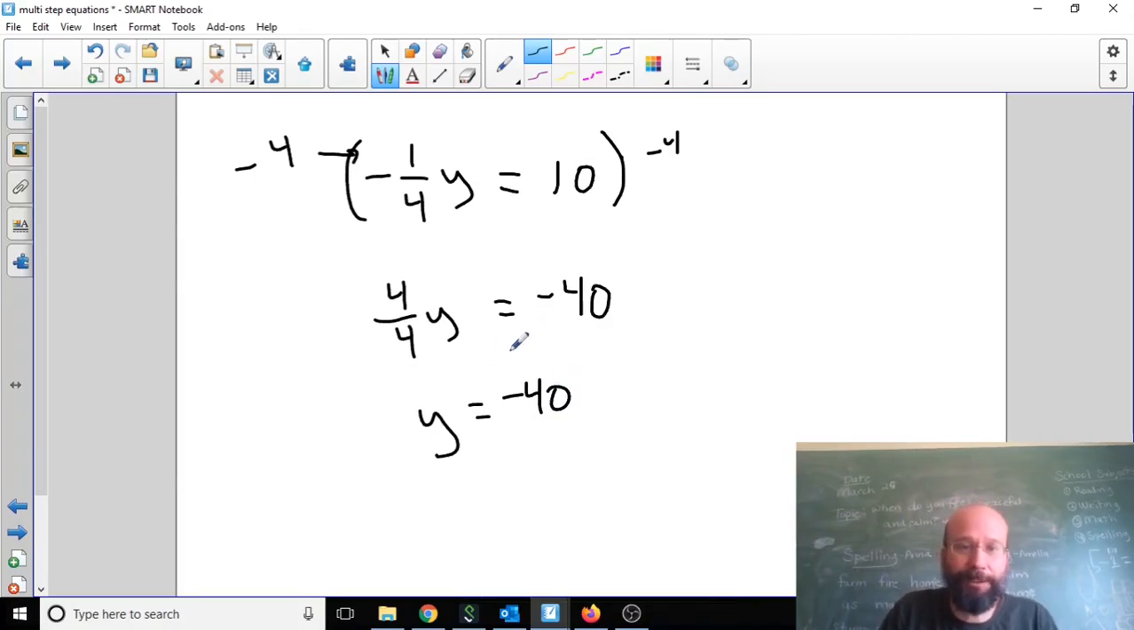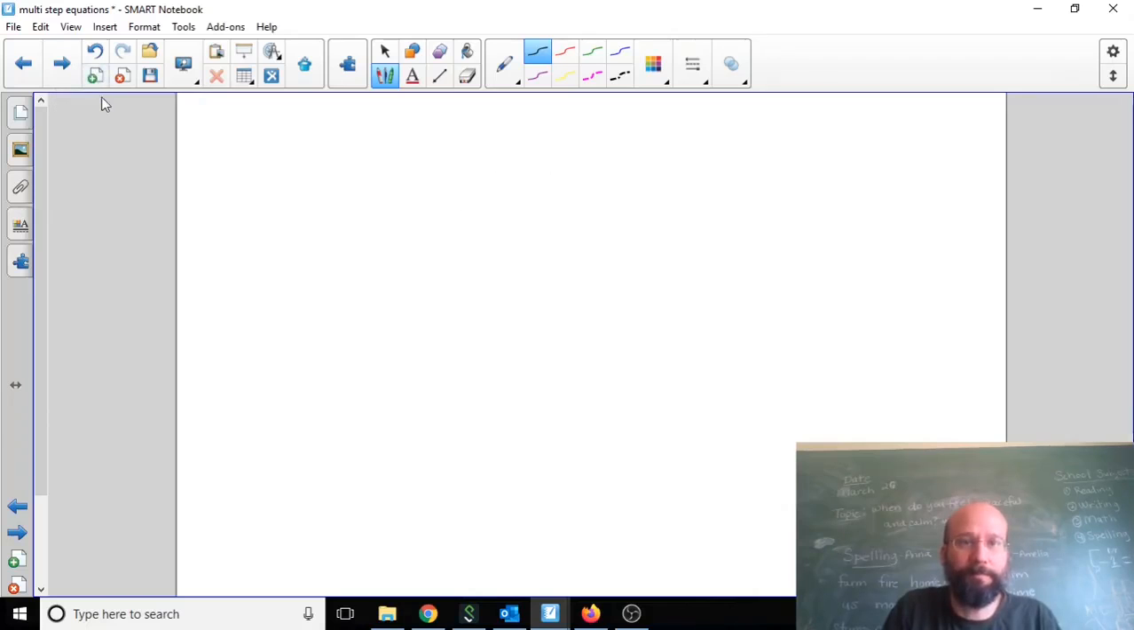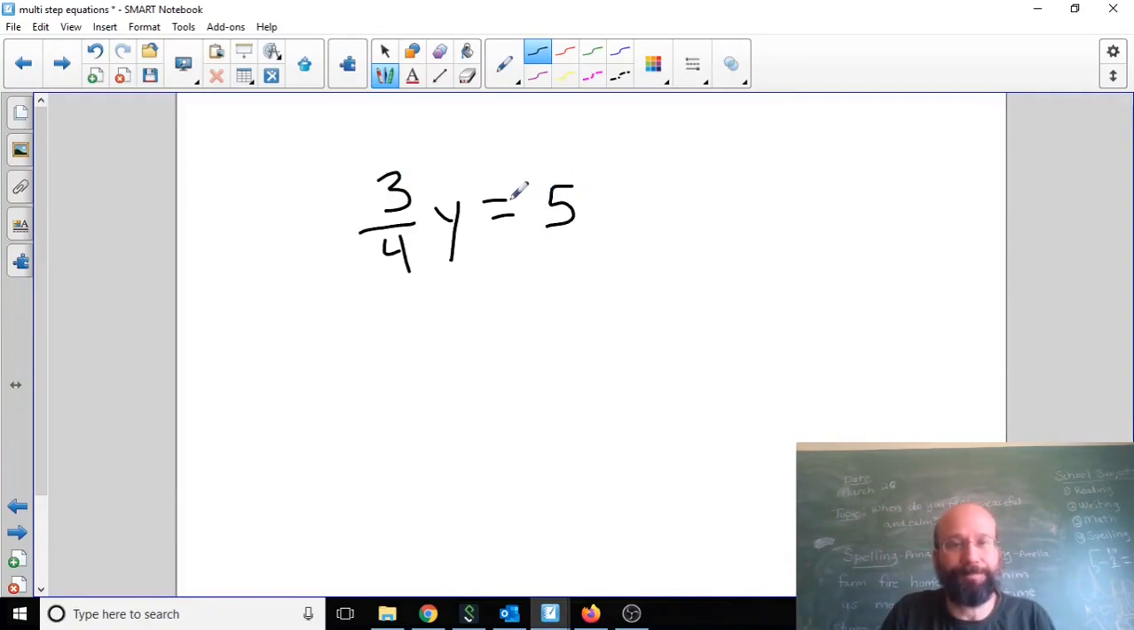I might do a separate video with multiplying with the fractions. But just remember, multiply the bottom number to move the fraction. I'll do one more. So let's do this one. We have 3/4 y equals 5.